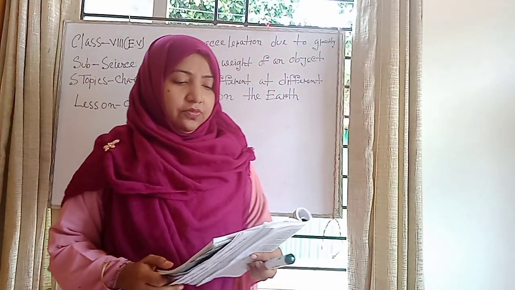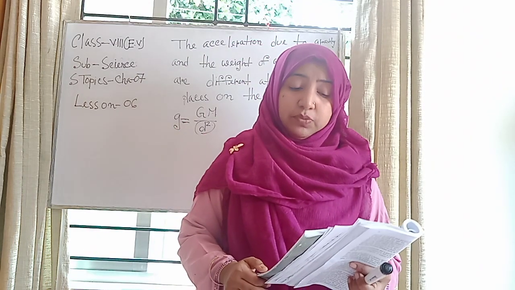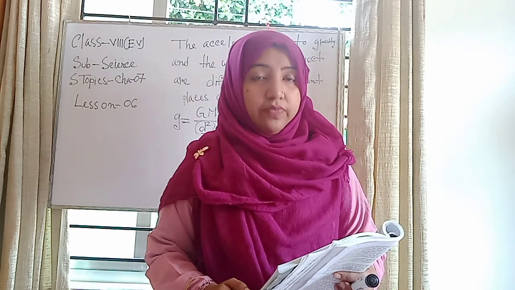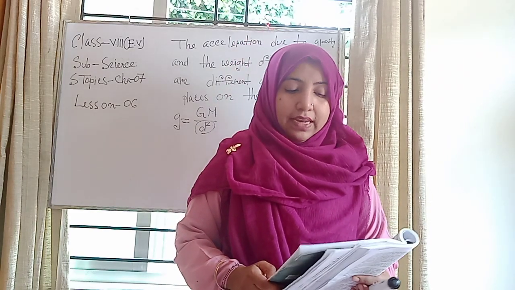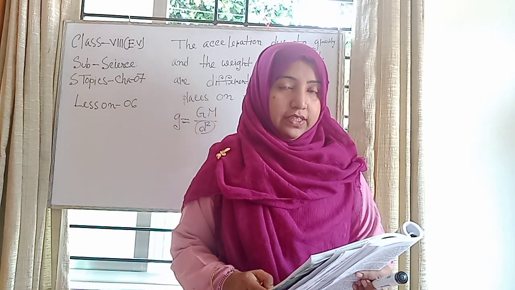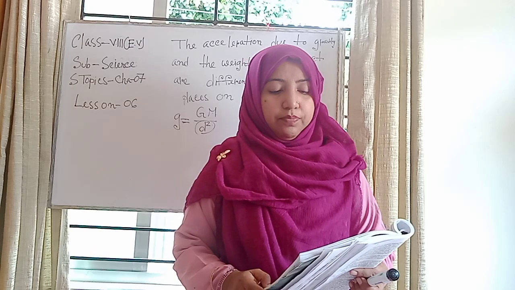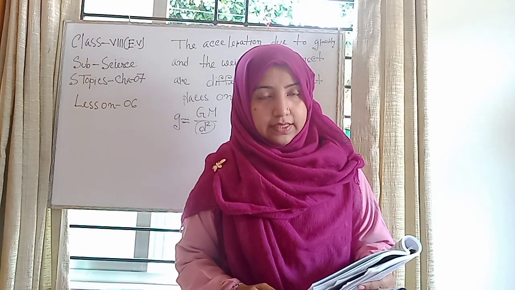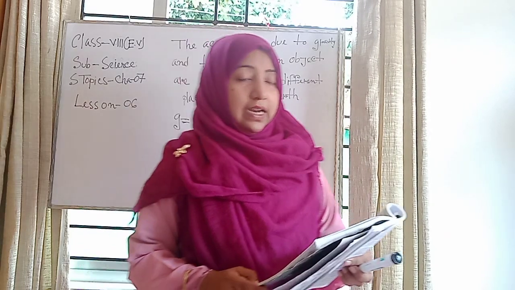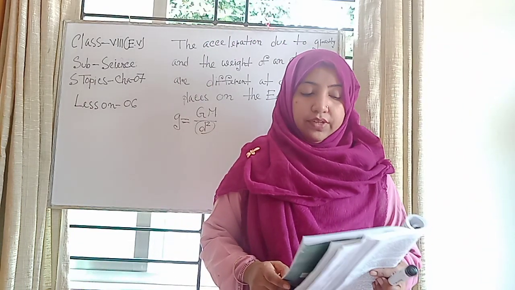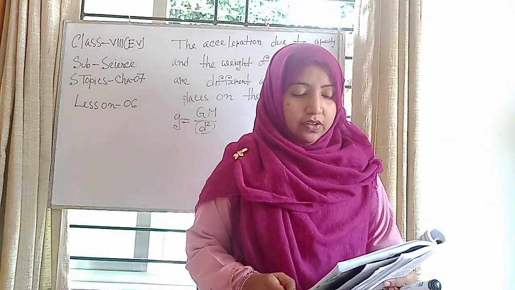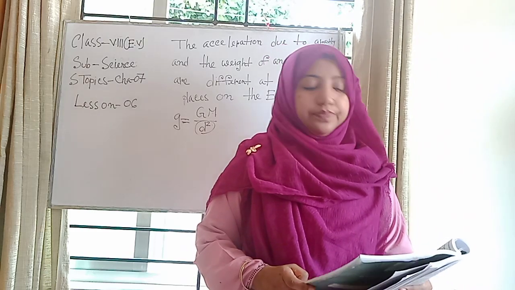The reasons for which the value of g, small g, changes are also the reasons for which the weight of an object changes. Now, the weight of an object is not an invariant quantity. Its value changes from place to place on earth. The reasons for which the weight of an object changes are described below. The first category is A: at different places on the surface of the earth.